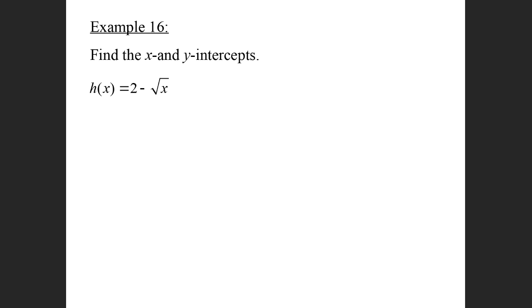So actual 0 is what? 2 minus radical of 0, right? Okay. 2 minus radical 0, 2 minus 0, which is 2. So this is the y-intercept.